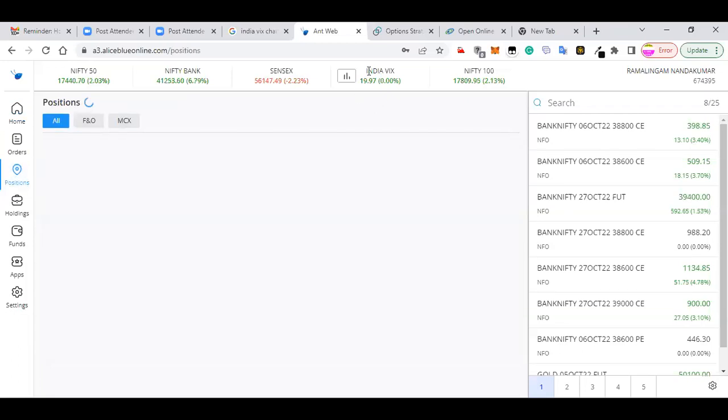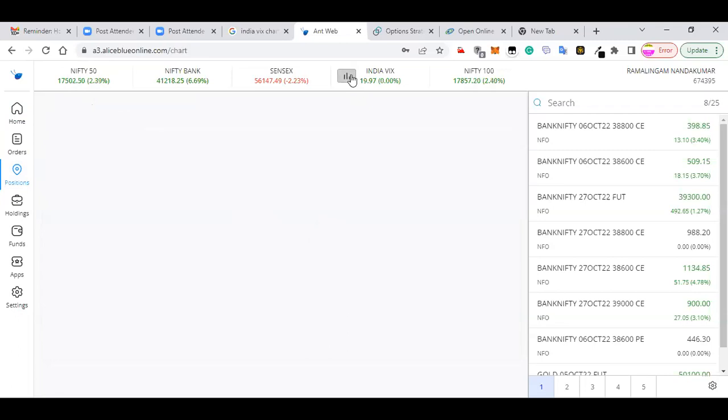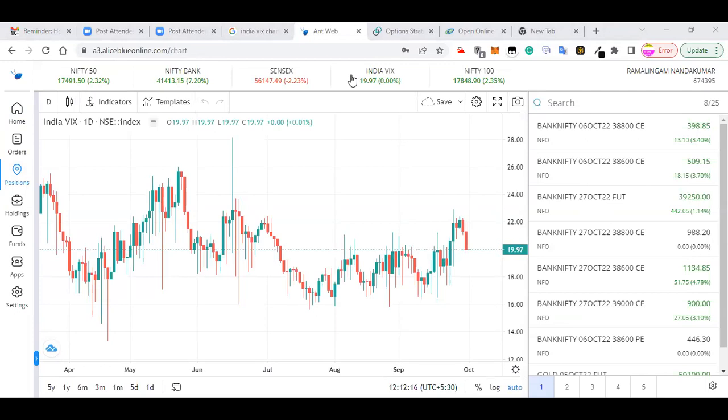Okay, see here at the top we have India VIX. First we have Nifty 50, Nifty Bank and Sensex, and in the fourth column we have the India VIX. So just open the graph. The time frame for the chart we have to follow is 15 minutes. Basically, we are following 15 minutes in the chart.